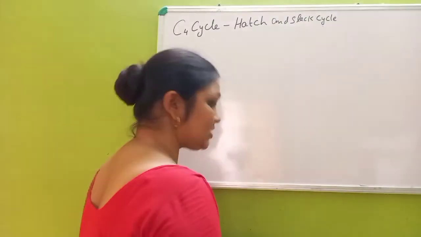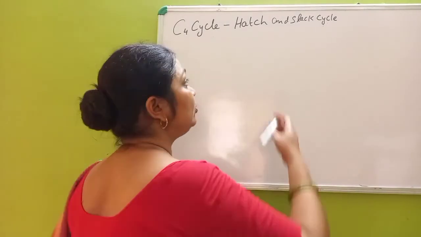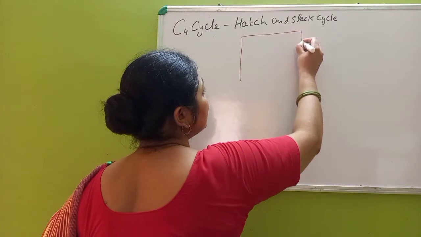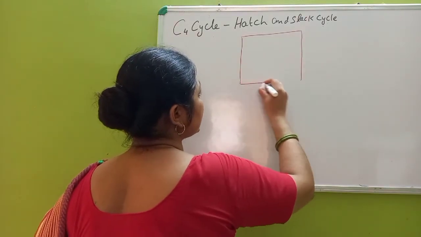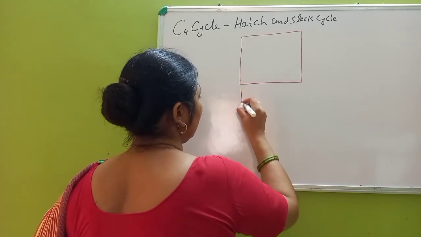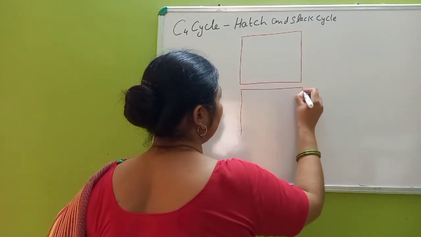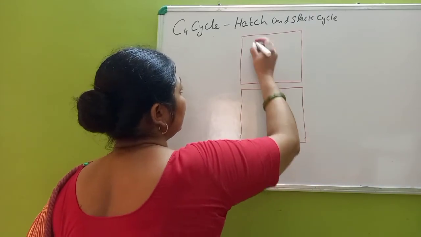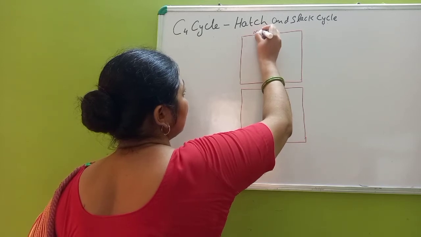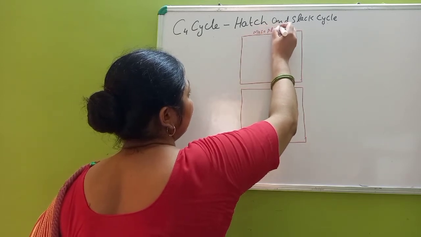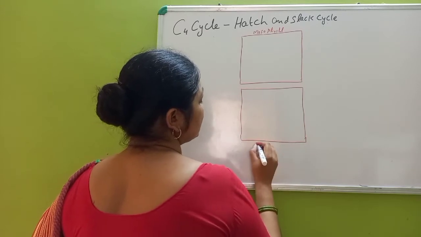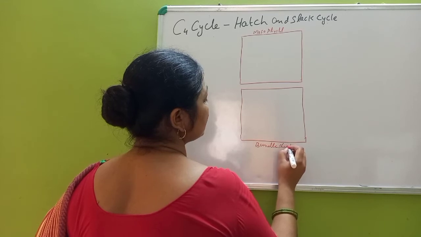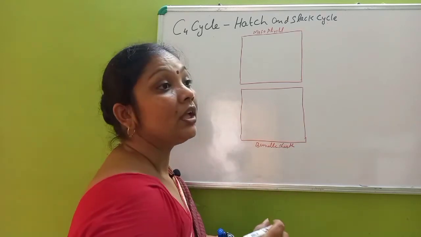Now for the C4 cycle, as we know, the C4 cycle occurs in two places. So I am drawing one single cell. You all know that the bundle sheath is surrounded by many mesophyll cells. Suppose this is the mesophyll and this is the bundle sheath. Now what happened?